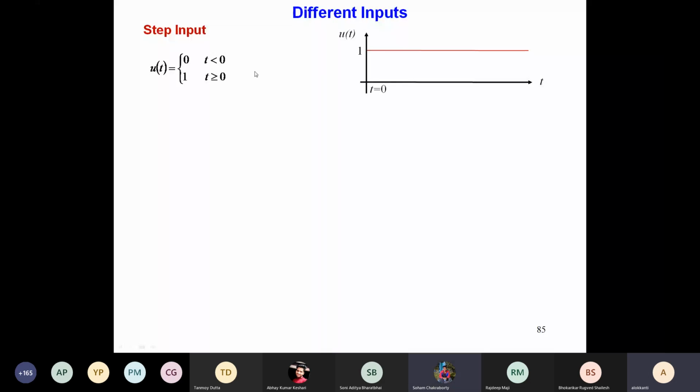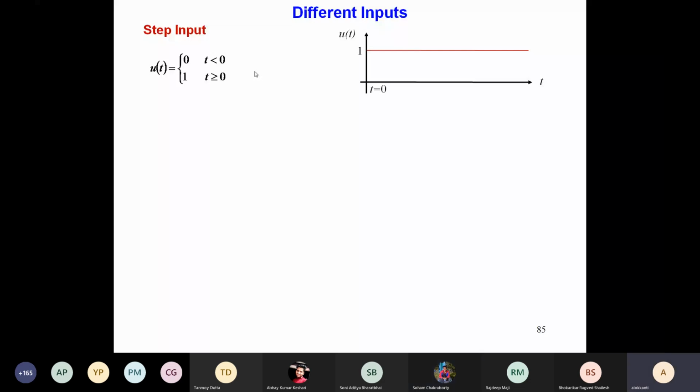Sir, how can we physically realize this step input? Physically realize means by the switch. You are doing the switching at t equal to 0. But every battery takes some time to reach its peak stable voltage, no? Okay, but in the ideal case we are considering that as soon as you do the switching, you are basically applying the full voltage.